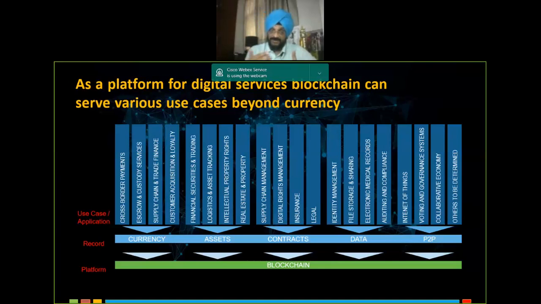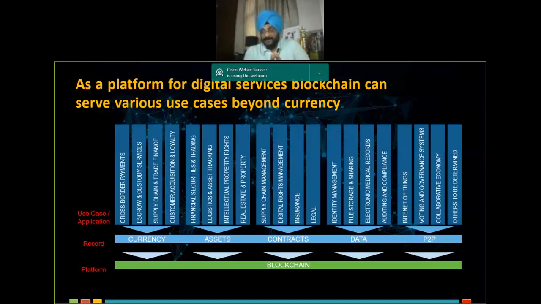So it's all changing. Then there is real estate and property. Today there are so many problems in land records. If you implement blockchain, nobody can manipulate that. Nobody can change things. All the land records and property details cannot be manipulated thereafter. That's another area where you can have blockchain.